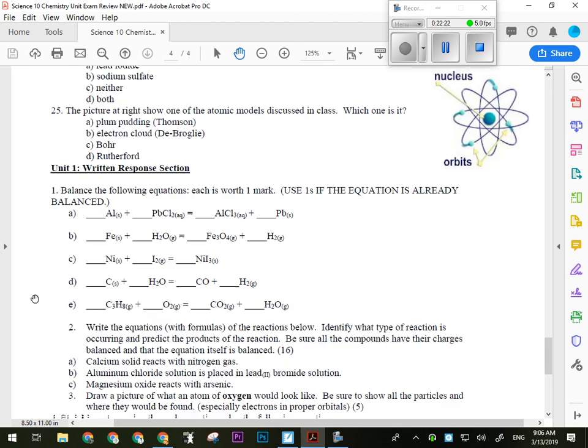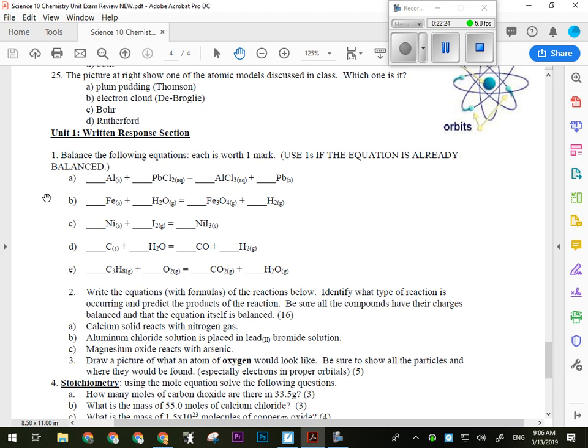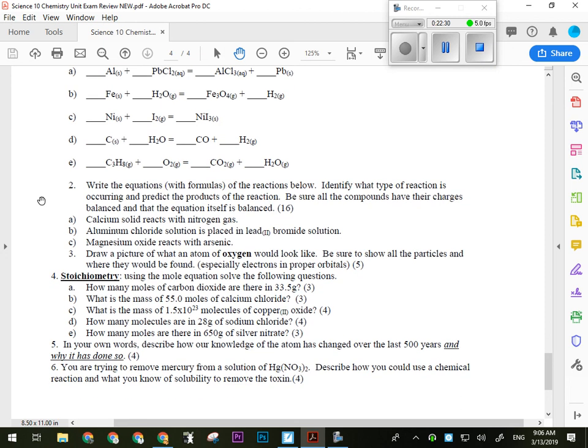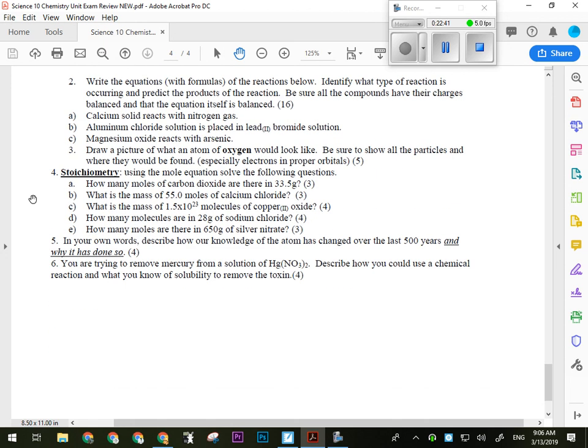And then these are old written response items. Okay, I told you that question number 1 was going to be all balancing. Well, there you go. Question number 2 is going to be I give you reactions, you predict the products, identify the type and balance. Same with this one. Draw a picture of what an atom of oxygen would be like. Well, I told you you're going to have to do that on your test too. Okay, some mole calculations.